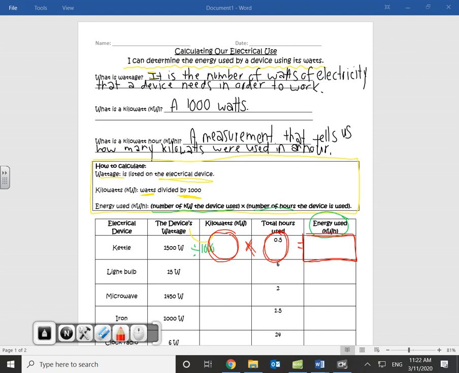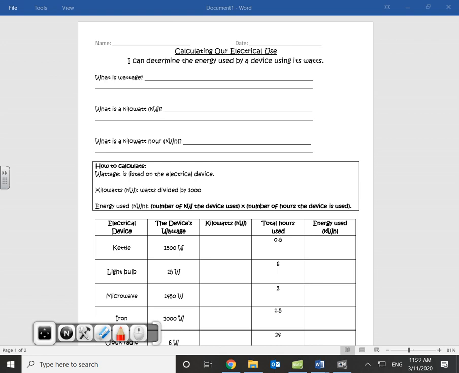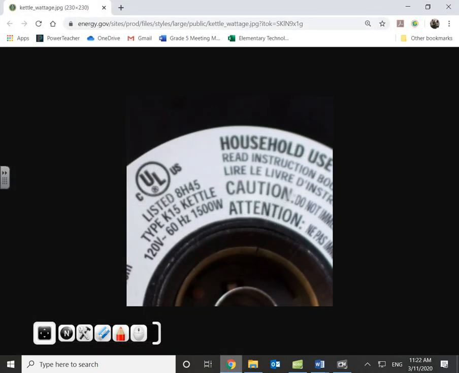And we can do this again with any device in our house that lists the watts. And you can look on the bottom of a kettle, even a microwave. Every appliance that you have will have the wattage listed on the bottom, which is really cool. So now, I'm going to try and show you.